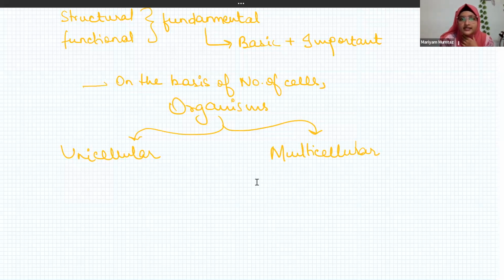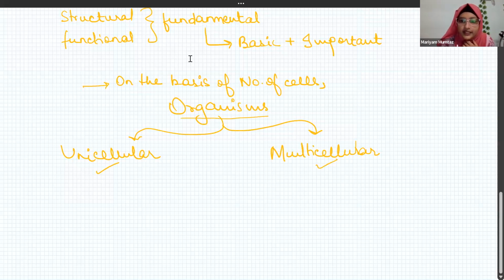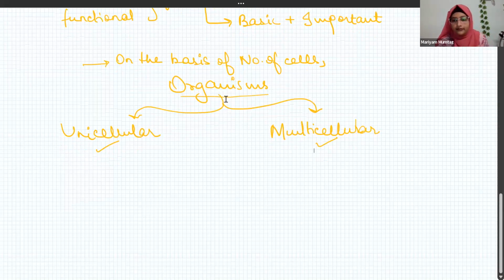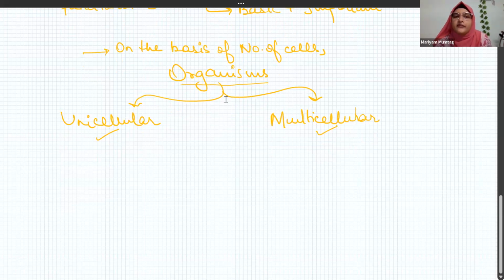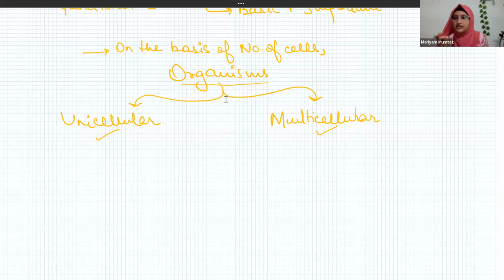Okay, so on the basis of the number of cells, the organisms can be divided into two types. The first one is unicellular and the next one is multicellular. Now, when we talk about any word in biology, sometimes the words are very big and very lengthy. So in order to understand the word, we break it to understand.